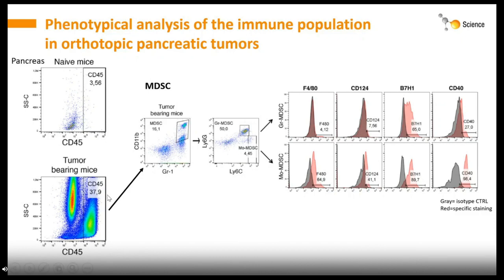In this population, we show the presence of the MDSC population, stained by CD11b and GR1. We characterized phenotypically this population: the granulocytic population, LY6G plus and LY6C low, and the monocytic population, LY6G negative and LY6C high. We could observe a strong expression of B7H1 and CD40 on both subsets derived from tumors. However, the upregulation of F4/80 and CD124 was more substantial on the monocytic subpopulation.